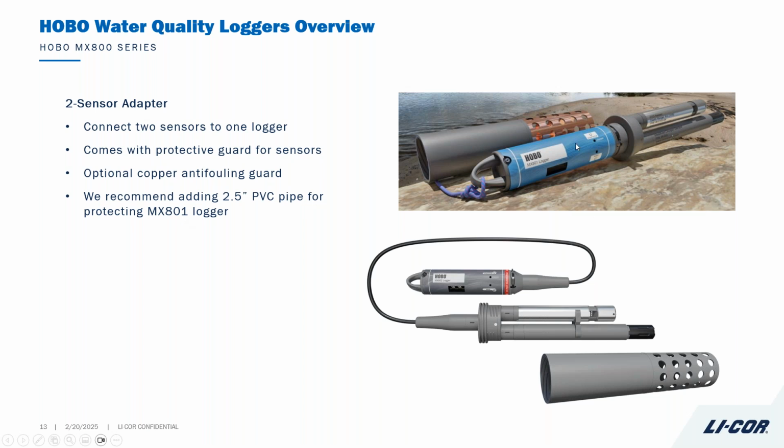We do recommend deploying these in a PVC pipe, a 2.5-inch PVC pipe to go over the logger, just as an added protection for that logger. And the 2.5-inch PVC pipe slides perfectly over the housing that protects the sensors, and you just use a couple of screws to secure that in place. That works out pretty well for making a pretty bulletproof deployment scenario.